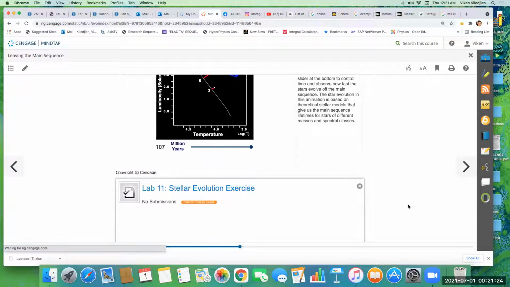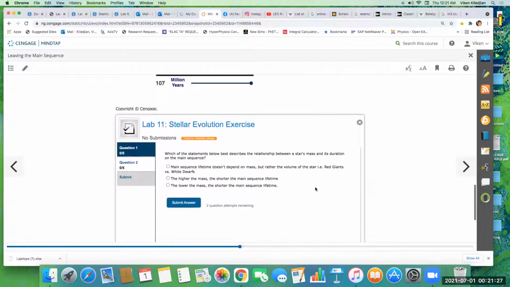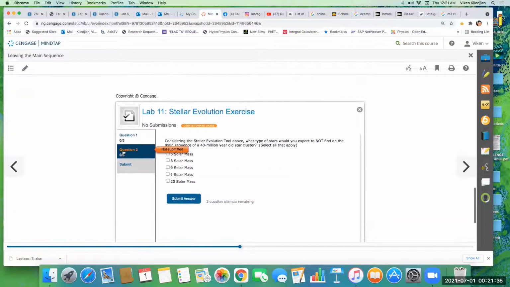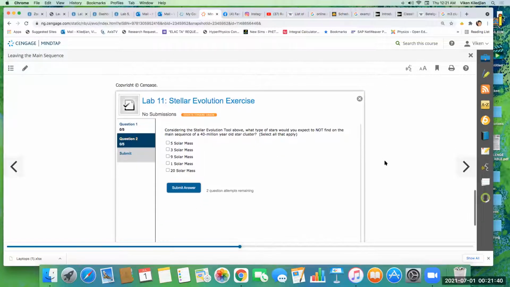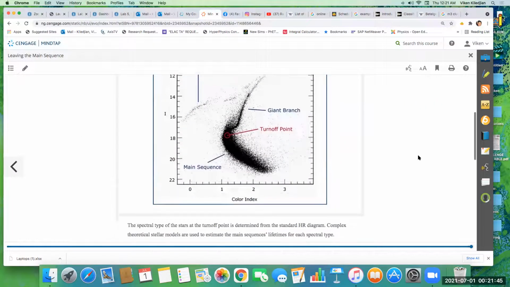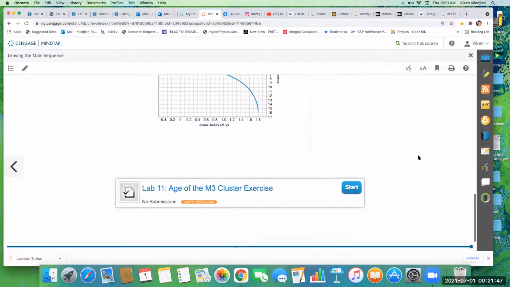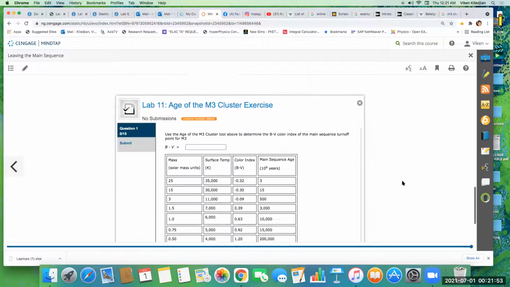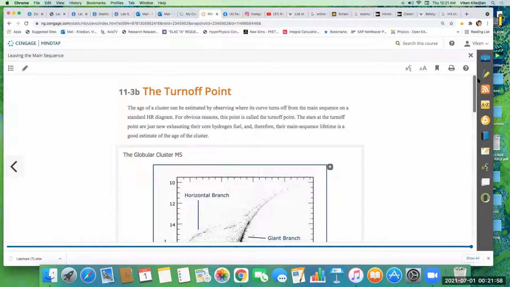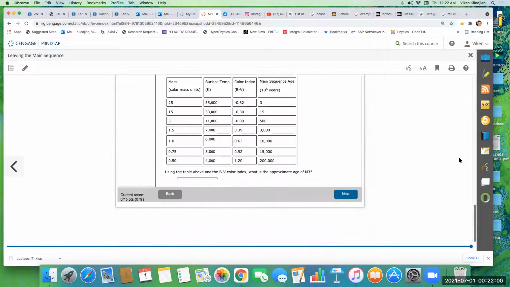Stellar evolution. Oh, here's an exercise. This one, you just take a picture of your answers. I don't think there's any math on this. Yeah, so this one, there is no math. You just take pictures of your results. Then that takes you to the turnoff point, which we did. The age of the M3 cluster, which we just did. And I think that ends it.